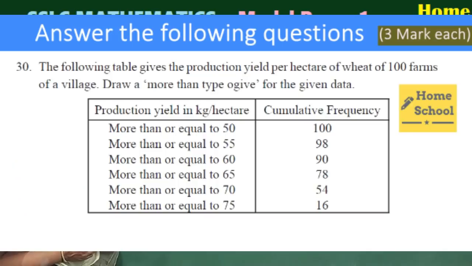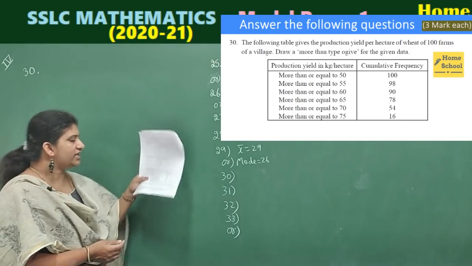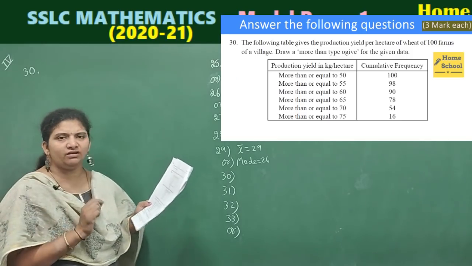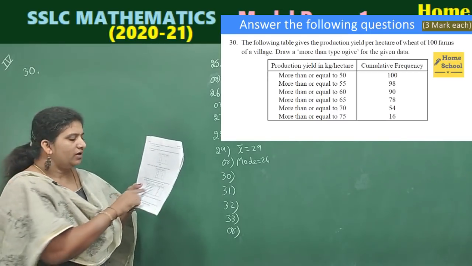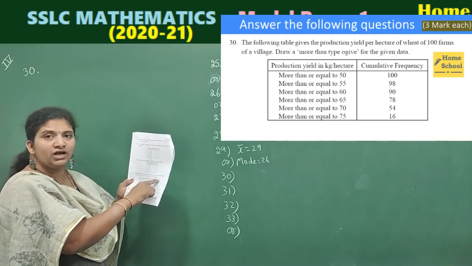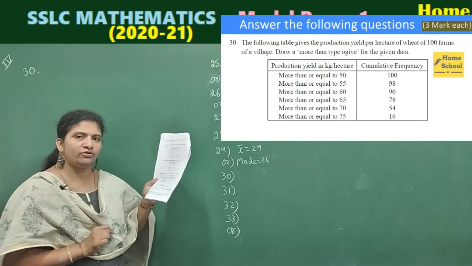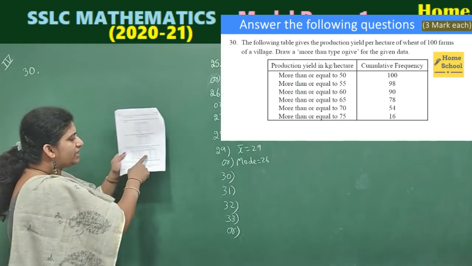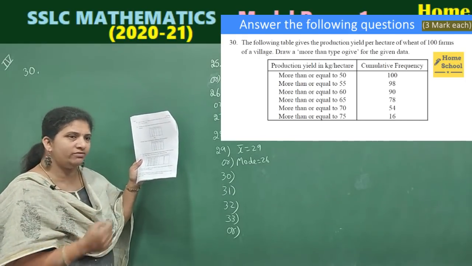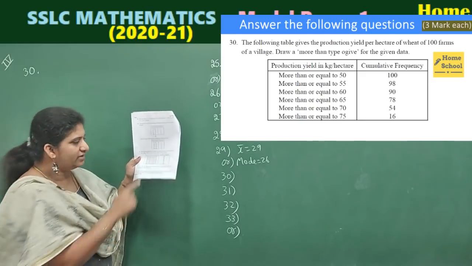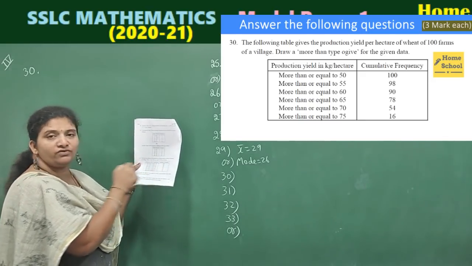See 30th problem. The following table gives the production yield per hectare of wheat of 100 farms of a village. Draw a more than type ogive for the given data. See here children, in this problem they have directly given production yield in kg per hectare, more than or equal to 50. More than column is given, and here cumulative frequency. Observe the cumulative frequency carefully. See here the numbers go on decreasing. In a more than type ogive, the frequency will decrease: 100, 98, 90, 78, 54, 16.